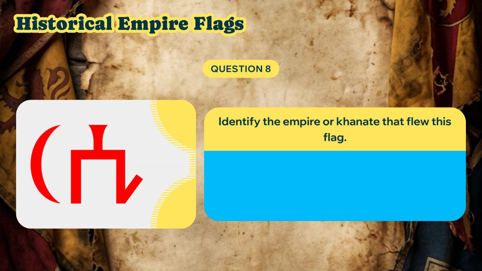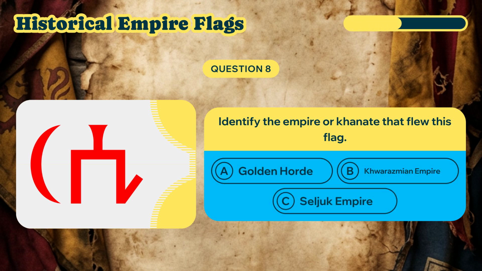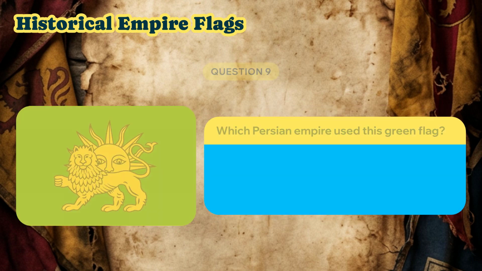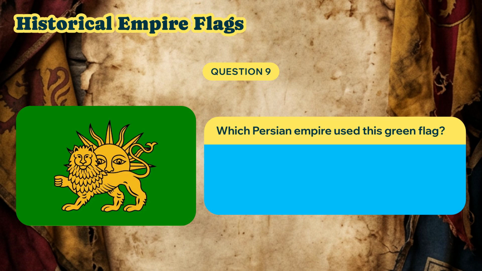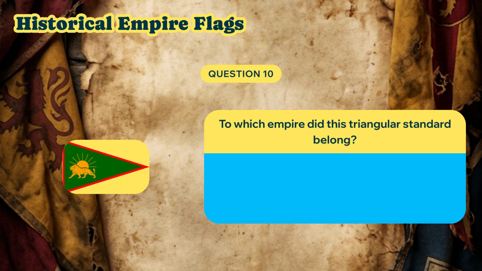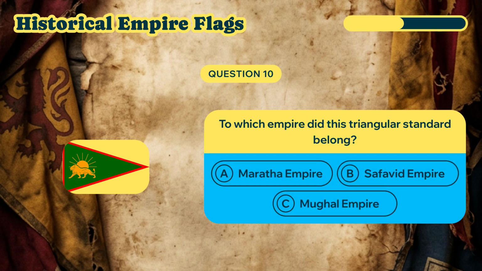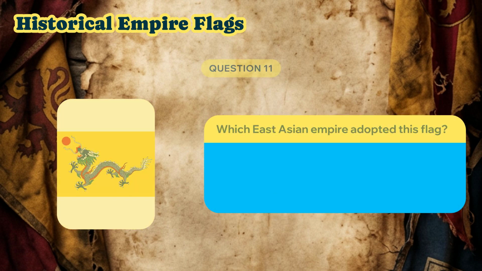Identify the empire or khanate that flew this flag. Which Persian empire used this green flag? To which empire did this triangular standard belong? Which East Asian empire adopted this flag?